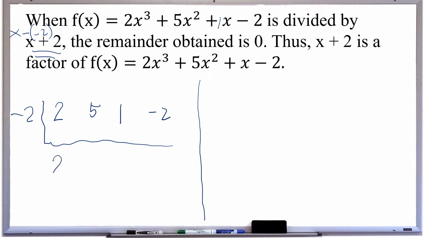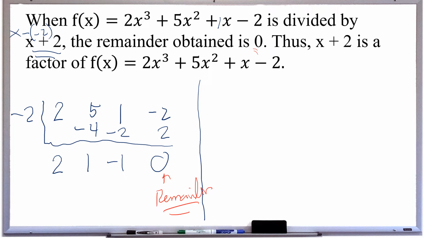So we bring down 2 and then multiply 2 by negative 2, which gives us negative 4. We get the sum 5 minus 4, which is 1. 1 times negative 2 is negative 2. Then 1 minus 2 is negative 1. Negative 1 times negative 2 is positive 2, and adding this gives 0. So therefore, this is the remainder. If you notice, the remainder is 0.